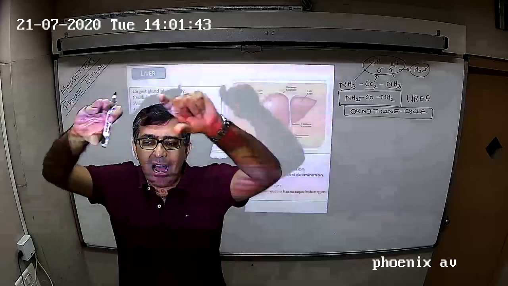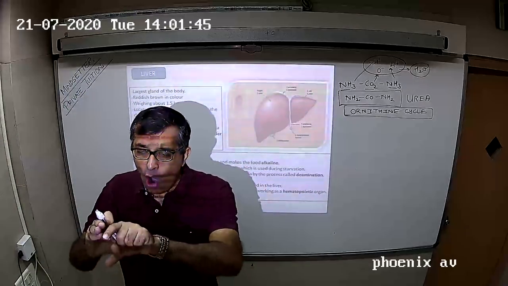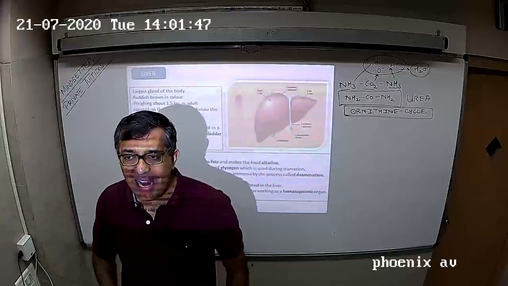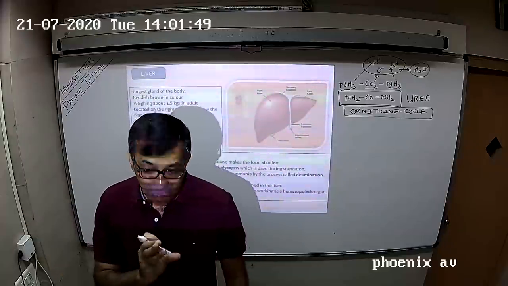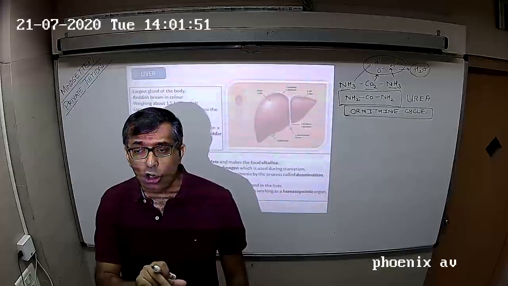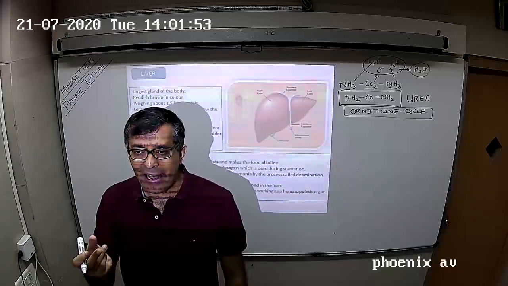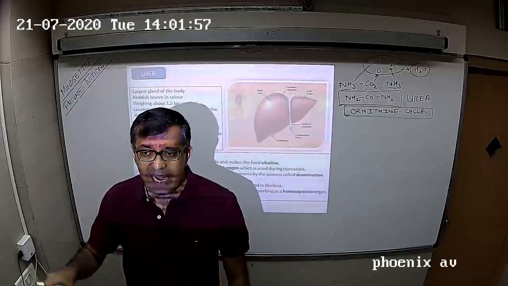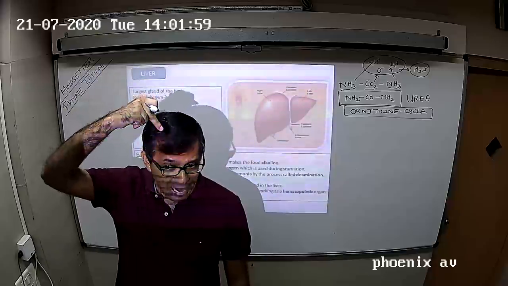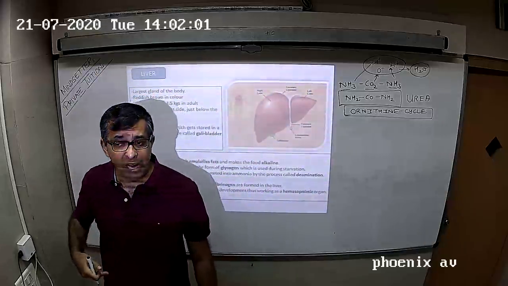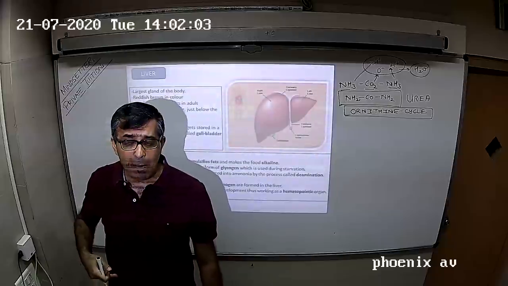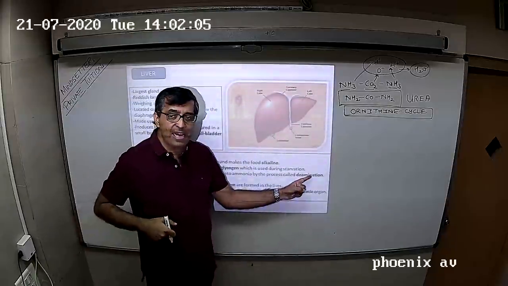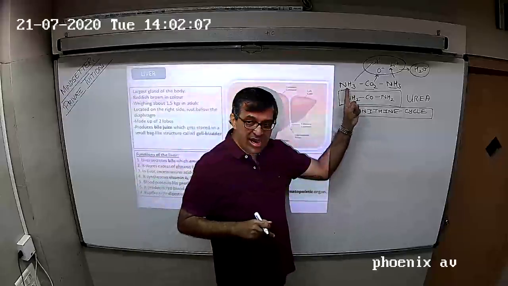Cells ke andar amino acid form chains which are called as proteins. Free amino acids are toxic to mitochondria. They interfere with Krebs cycle. Outside the cell, they are toxic to the brain. So they are taken into the liver, where free amino acid undergoes deamination to form ammonia.